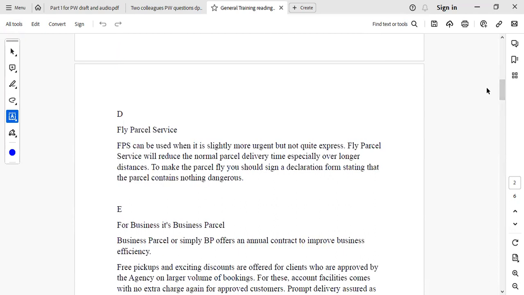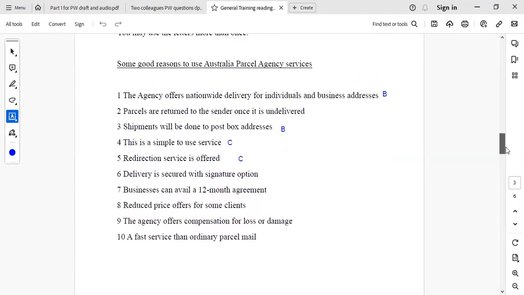I'm reading D now. Fly parcel service, FPS. FPS is fly parcel service. Sometimes it's really challenging: they talk about the complete phrase, and then you talk about the abbreviation. It can be used when it is slightly more urgent but not quite express. Fly parcel service will reduce the normal parcel delivery time, especially over longer distances. To make the parcel fly, you should sign a declaration form stating that the parcel contains nothing dangerous. It can save time. So is it convenient? Yes. Is it secured? It doesn't say about secured signature option delivery.